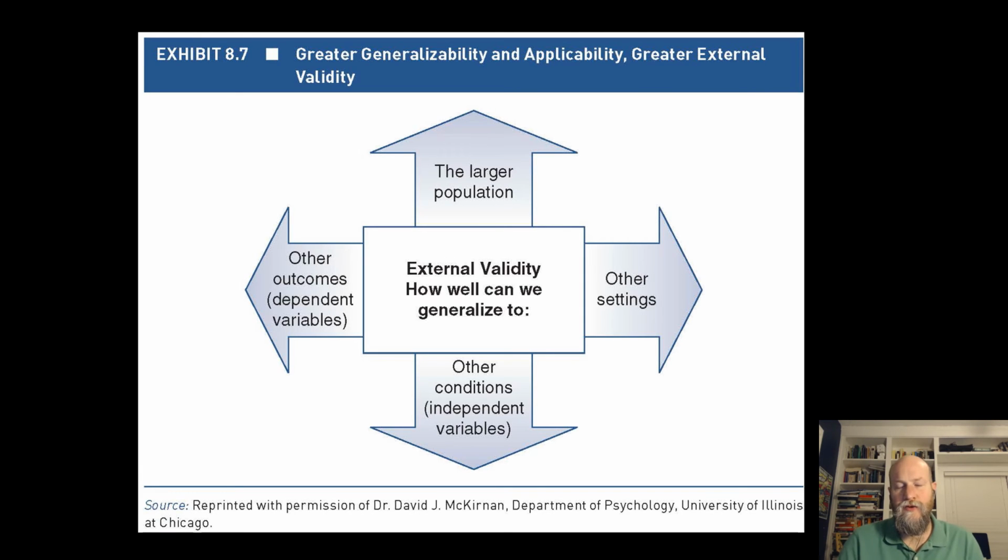So this is a visual graphic from your book that helps to think about generalizability and greater external validity. So remember, we talk about external validity as how well we can generalize to other conditions of the independent variable, other types of independent variables, how we can generalize to other settings, to larger populations, to other outcomes, different types of dependent variables. There are all these different ways in which we want to think about the external validity of our study.